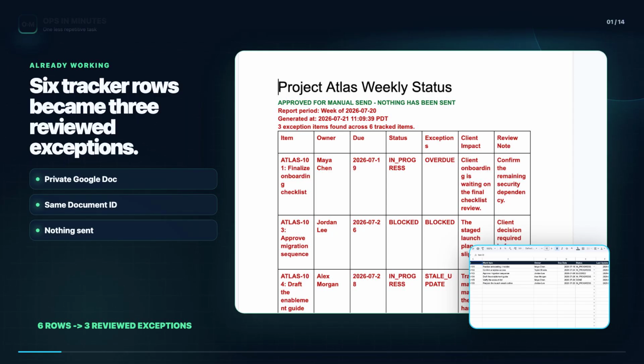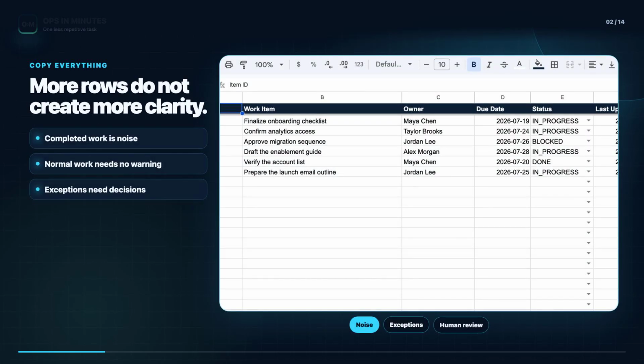Copying every row into a weekly update creates noise without making risk clearer. Completed work does not need a client decision. Normal active work does not need a warning. The useful report is the smaller list: work that is overdue, blocked, stale, or still has no accountable owner. This workflow prepares that list but keeps review and sending with a person.